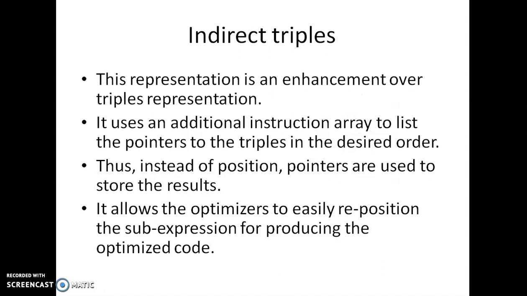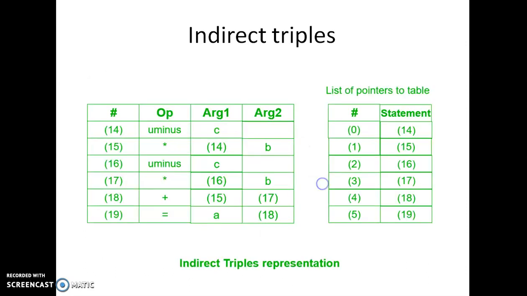Now we come to the indirect triples. It is an enhancement of triples. It uses an additional instruction array to list the pointers to the triples in the desired order. So instead of positions, pointers are used to store the result. It allows the optimizer to easily reposition sub-expressions for producing optimized code. This is one example of indirect triples. It is similar to triples only, but here one more list of pointers is present.